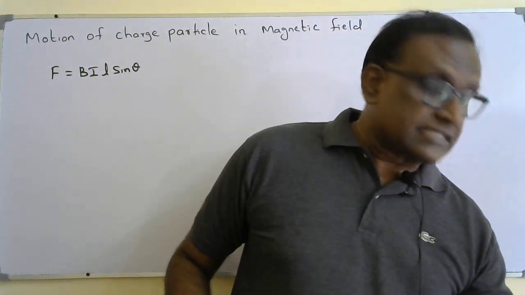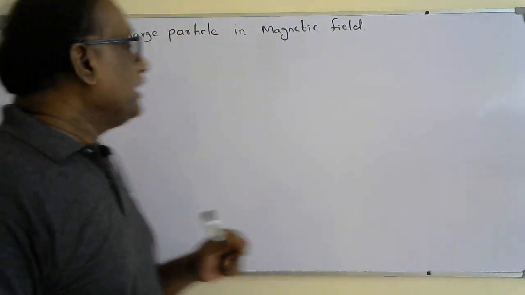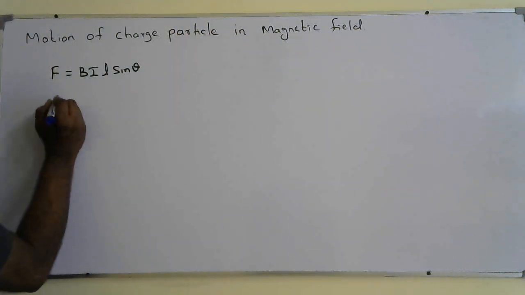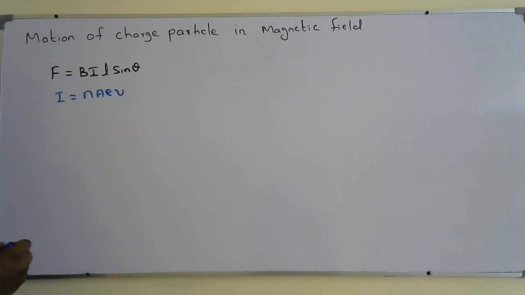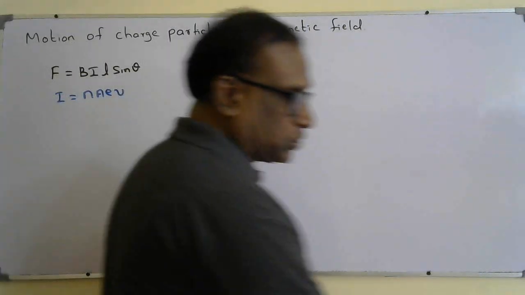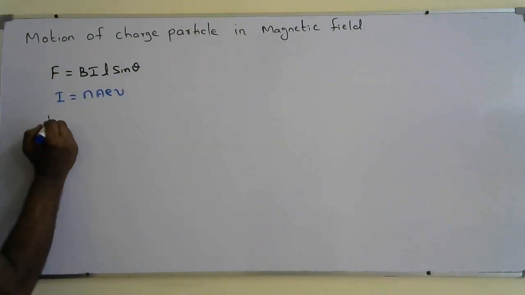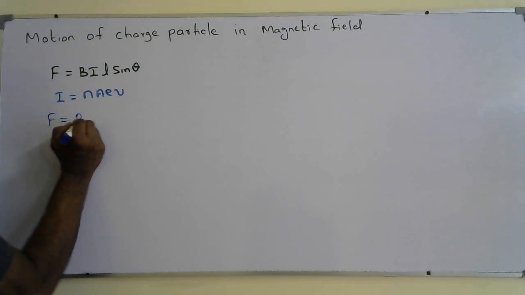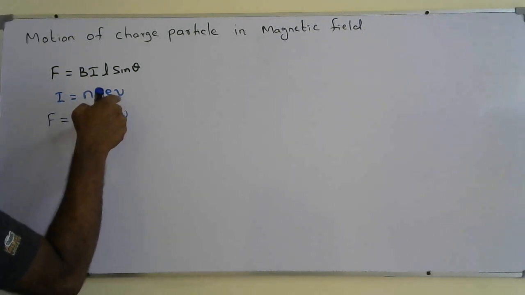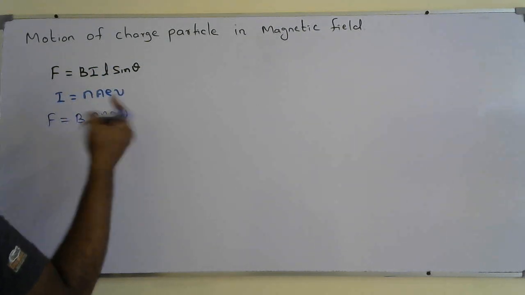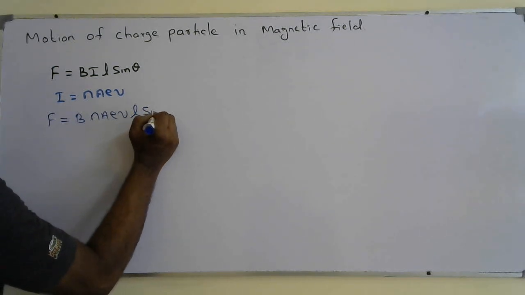So we can derive this equation for the force acting on one charged particle. We know that the current flow I is equal to nAeV, the transport equation, what you learned in electricity in unit 2. So substitute this I here. This is the total force acting on the wire. Instead of I, I can say nAeV. V is the drift speed of the free electron. L, this L I wrote, sine theta.